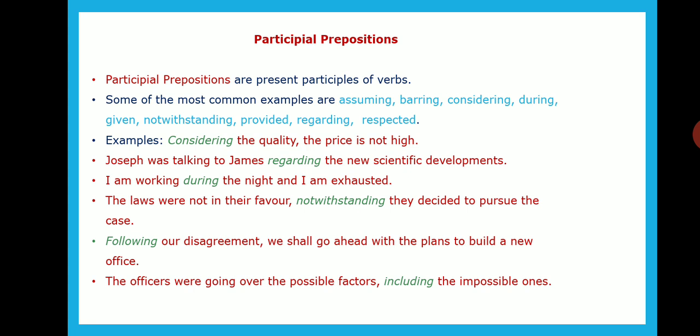Next one is participle preposition. You know the participle form of the verb that ends in ing form. Okay. So those kinds of words used in the place of a preposition are called participle prepositions. Examples will be assuming, considering, regarding, notwithstanding, etc. It can be present participle and also past participle. Past participle is in the ed form, provided, regarded, and all that.